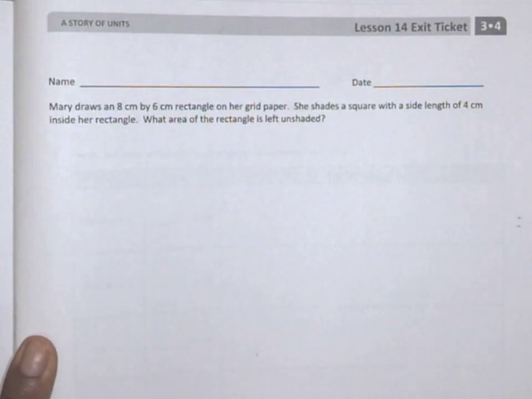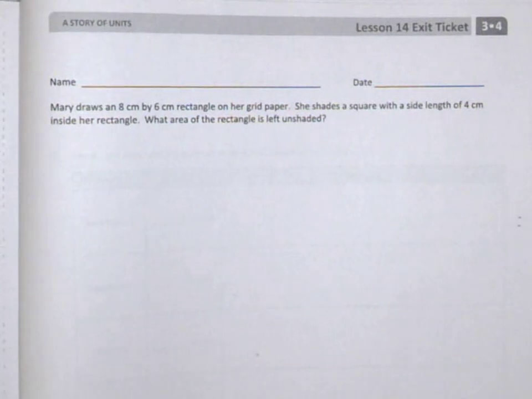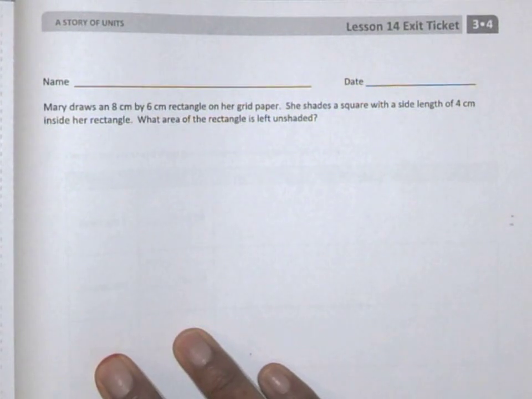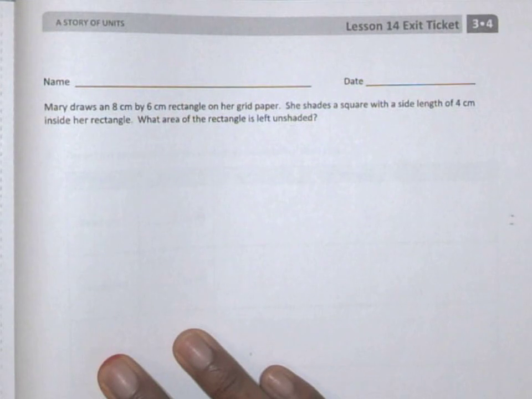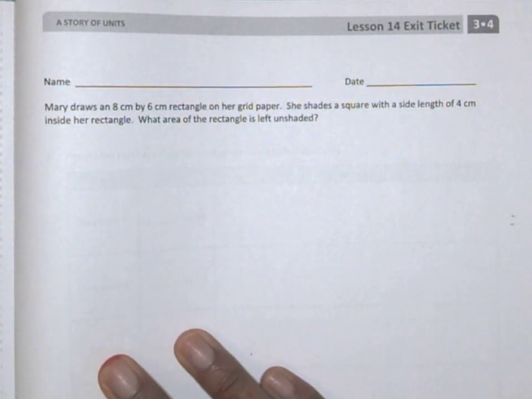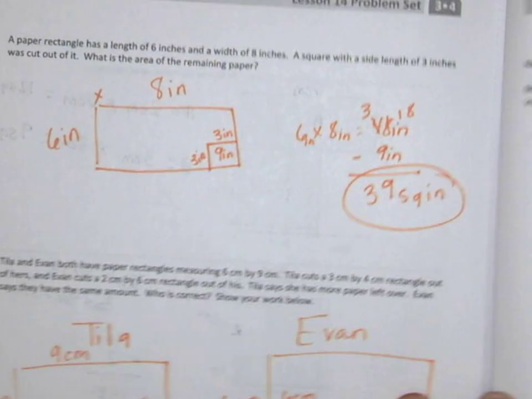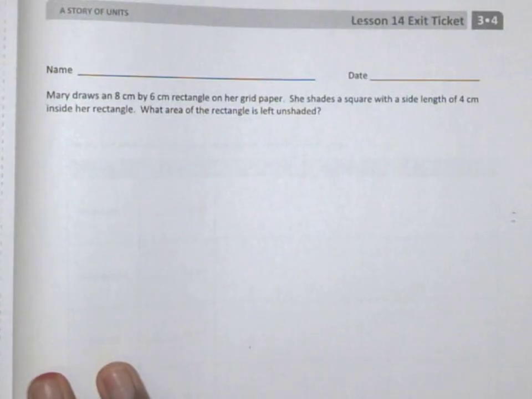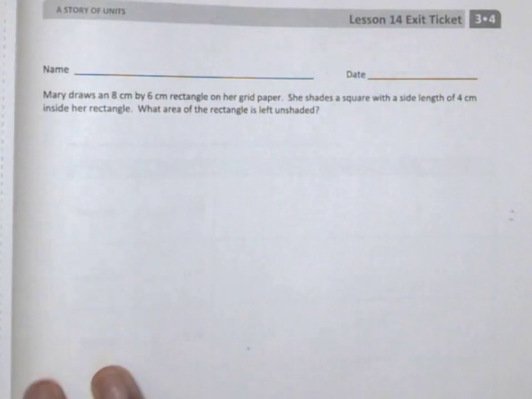Next, your exit ticket, which you will complete on your own, no help from your parents or siblings, or family members. It says Mary draws an 8 centimeter by 6 centimeter rectangle on her grid paper. So you already know what you need to do for that first part. She shades a square with a side length of 4 centimeters inside her rectangle. What area of the rectangle is left unshaded? That is exactly how we have solved numbers 3 and 4. So if you're confused on your exit ticket, go back and look at numbers 3 and 4 and how you solve them. Okay, good luck, and I will see you next lesson.